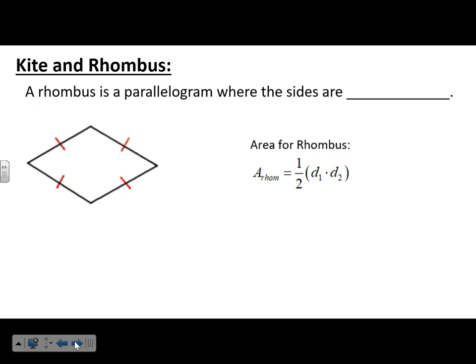A rhombus is a parallelogram where the sides are congruent. All four sides are congruent. So it's like a square, except for a square, all the angles are also congruent. So the sides and the angles are congruent. Now the sides are, but not necessarily the angles. So the area for a rhombus is 1/2 the first diagonal multiplied by the second diagonal. So if I take this diagonal and multiply them, and then multiply them by 1/2.